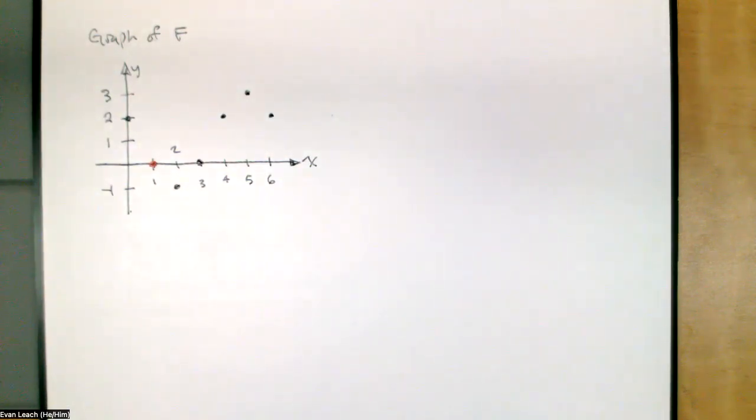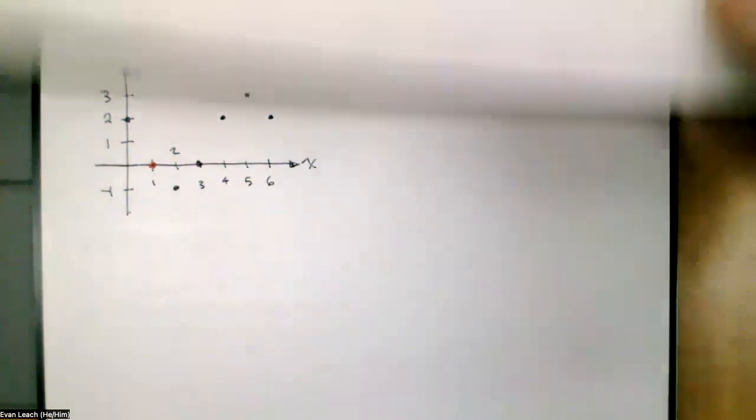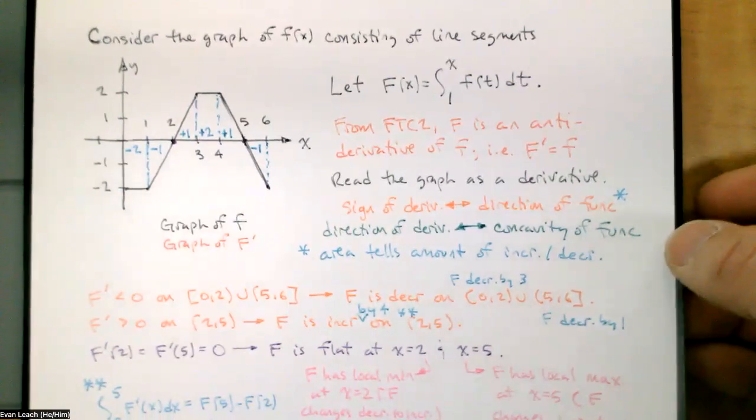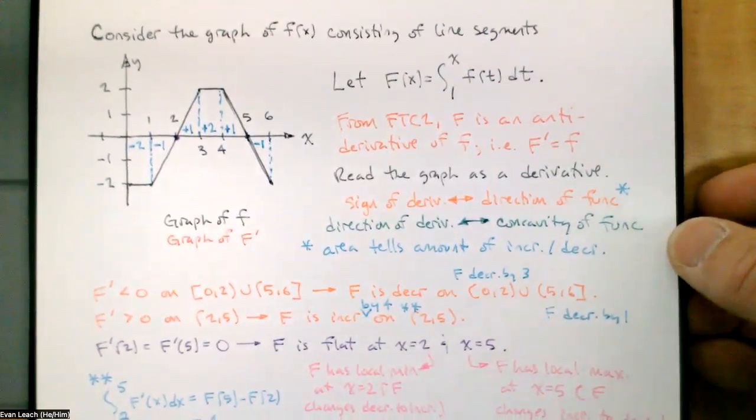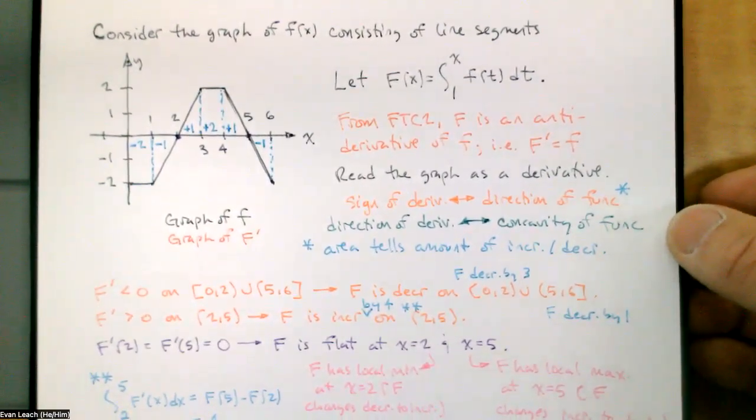So we just need to connect these dots. We want to be careful about how we connect these dots because we have more information. We also can see the graph of the derivative, and the graph of the derivative has direction. Once we know the direction of the derivative, we can determine the concavity of the function. So we want to think about the concavity of the function. The direction of the derivative tells us about the concavity of the function.